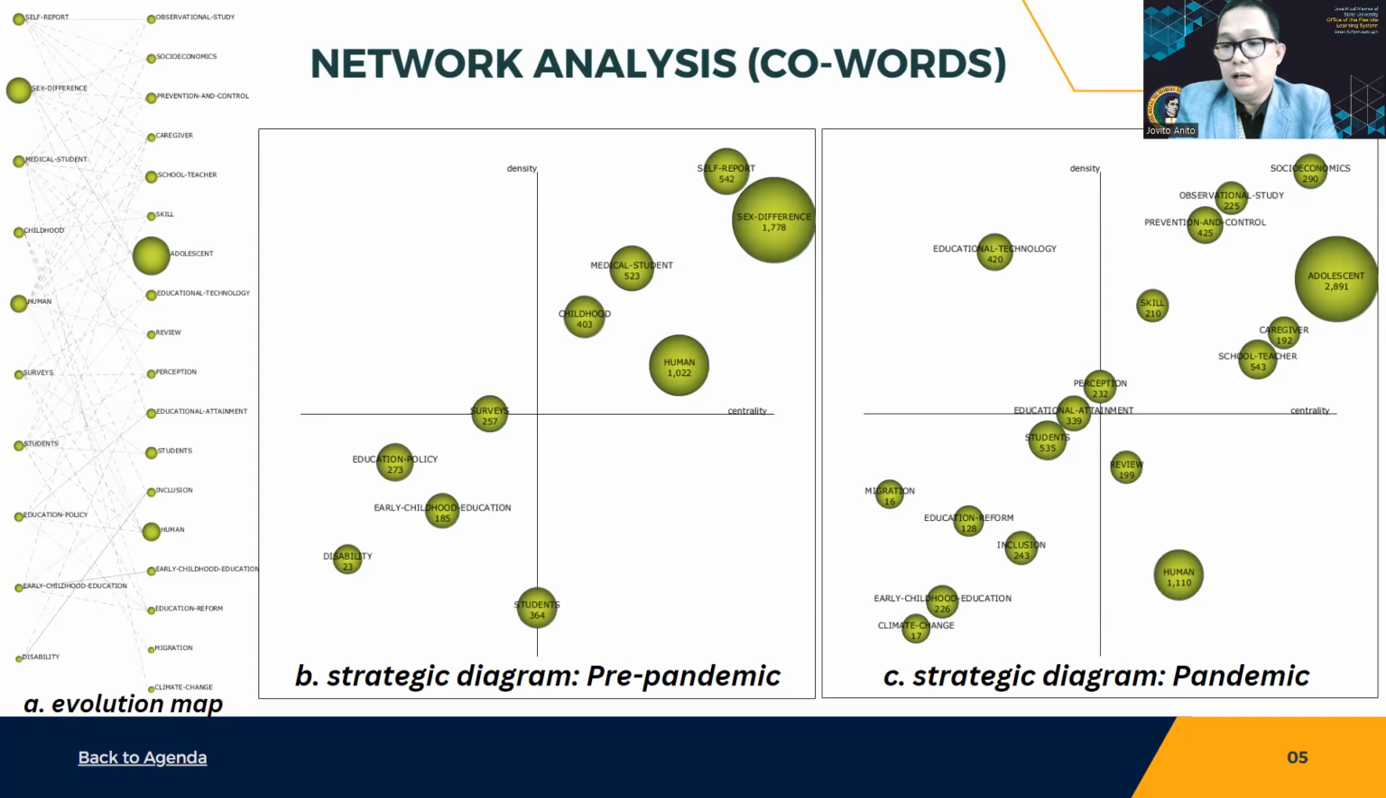So in this case, those domains that fall in quadrant 1, which is the high density and high centrality quadrant, we can say that it is highly developed both internally and highly connected externally. So we can say that these are the most important and the most essential domains in SDG 4 research.